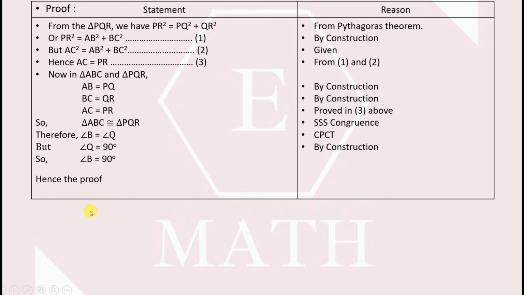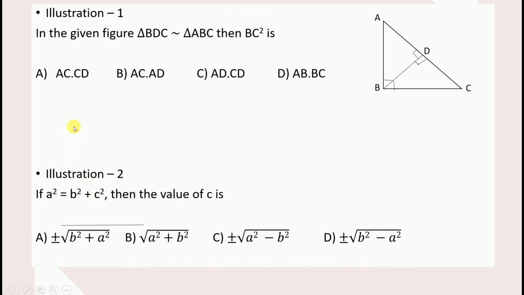Lastly, the illustrations we have. Just look at it. Illustration 1. In this particular figure, triangle BDC is similar to triangle ABC. Then BC square is equal to dash, they are asking. So BC square will be equal to which among these following options? We need to choose the correct answer.